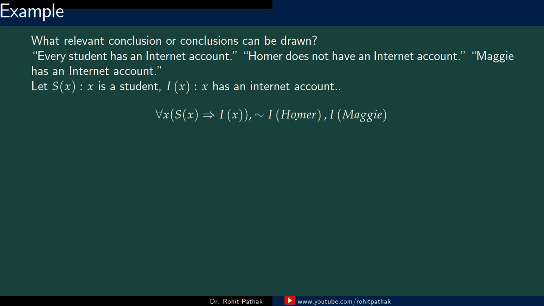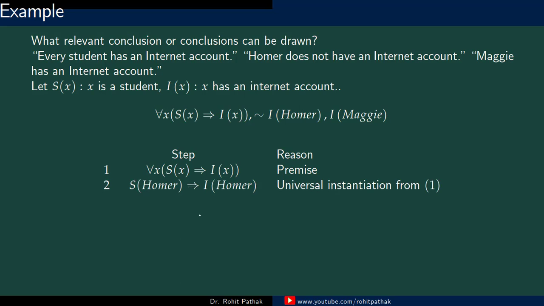Then negation I Homer: Homer does not have an internet account. And Maggie has an internet account. So Maggie is one of the persons from the domain, right? To draw conclusions from this set of premises, we proceed like this. Again, we take any one of the premises. So we take this premise first. This is true for all x in the domain, so in particular we can take Homer.